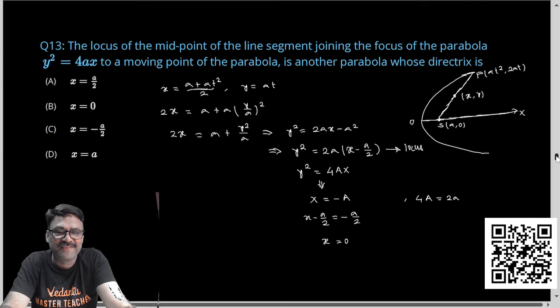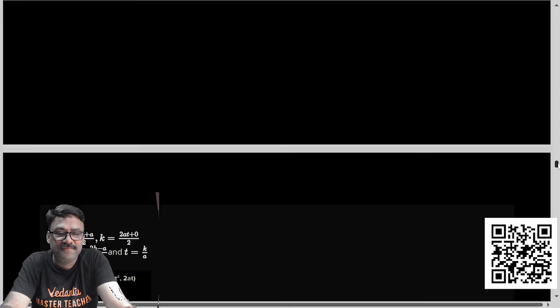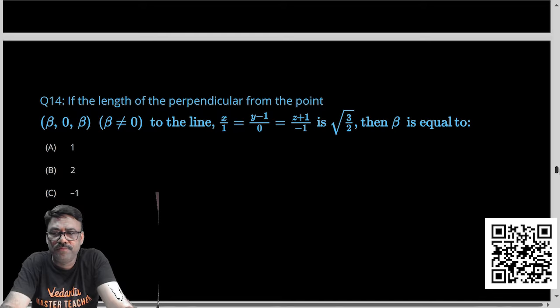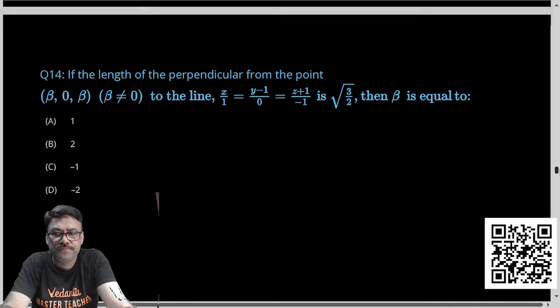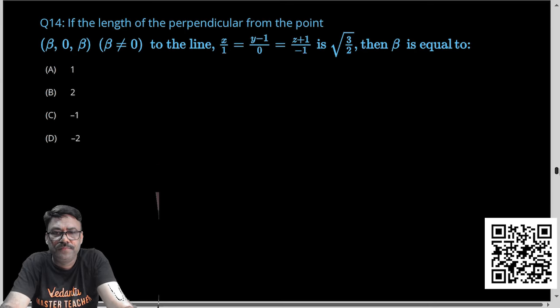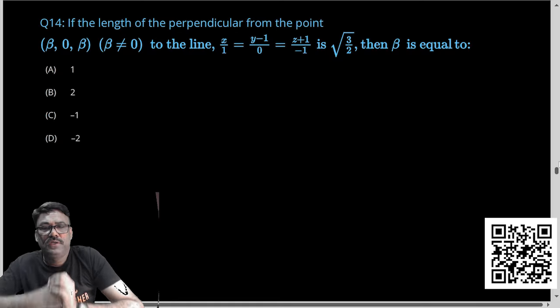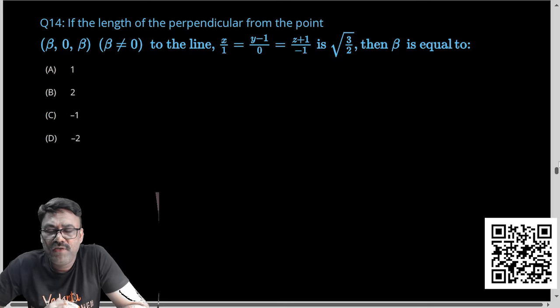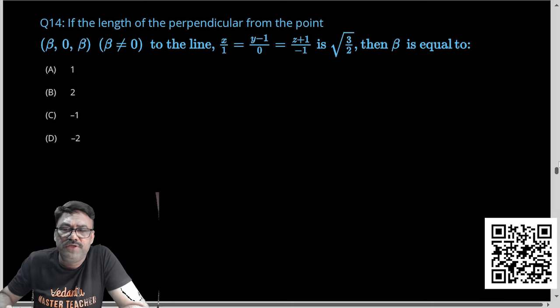Chalo, let's move to the next question. The next question is based on 3 dimension. The length of the perpendicular from the point beta, 0, beta to this line is root 3 by 2. Then what is the value of beta here?